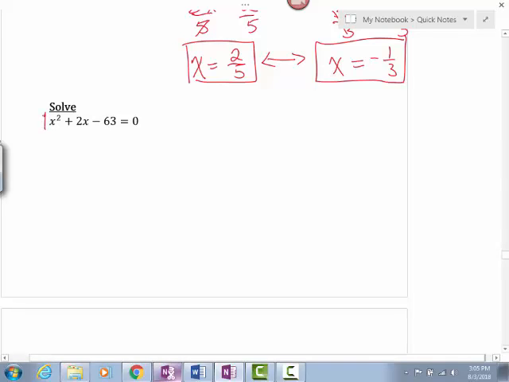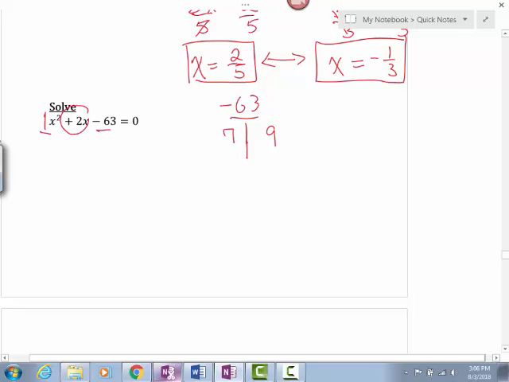Since the number in front of my x squared is a 1, I'm going to go ahead and use my shortcut, okay? So I'm going to say, okay, what's 1 times negative 63? Well, that's still negative 63. Now I want to think of numbers that multiply to a negative 63 and add up to a positive 2. So when I think of 63, the numbers that I tend to think of are 7 and 9. Okay? 7 times 9 gives me 63, but again, remember, I need to get a negative 63.